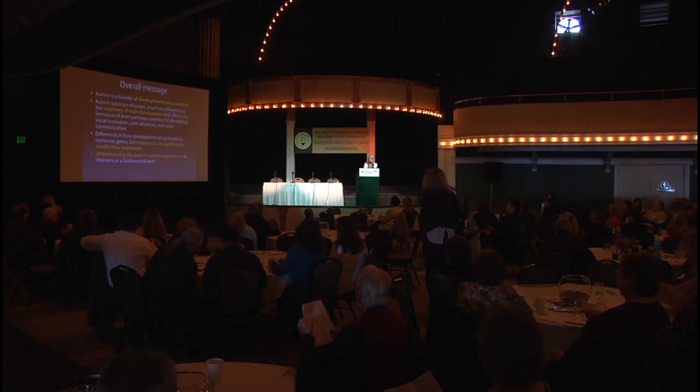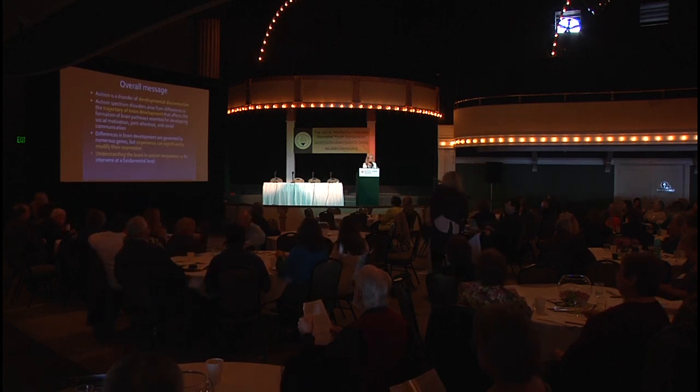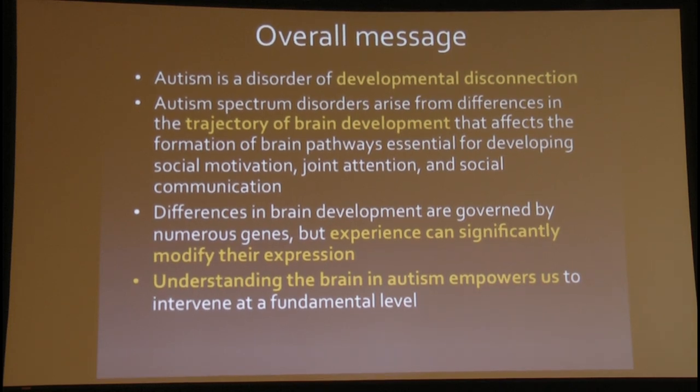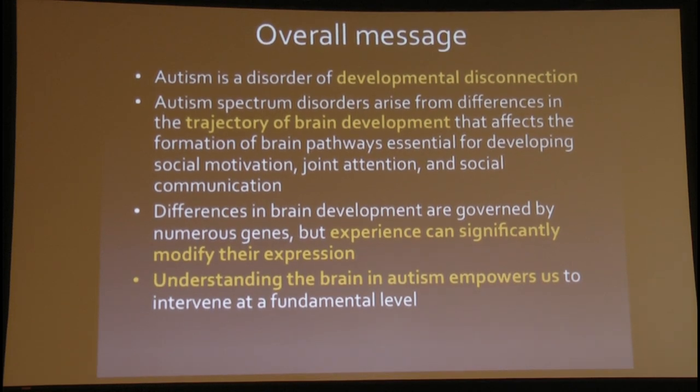Okay. All right. So I'm going to be speaking to you from a brain perspective. And from a brain perspective, autism is a disorder of developmental disconnection. I'm going to try to explain what that is and why that is. I would describe autism spectrum disorders as arising from differences, not disorders, but differences in the trajectories of brain development that affect the formation of brain pathways that are essential for developing these core skills in social communication, joint attention, etc.